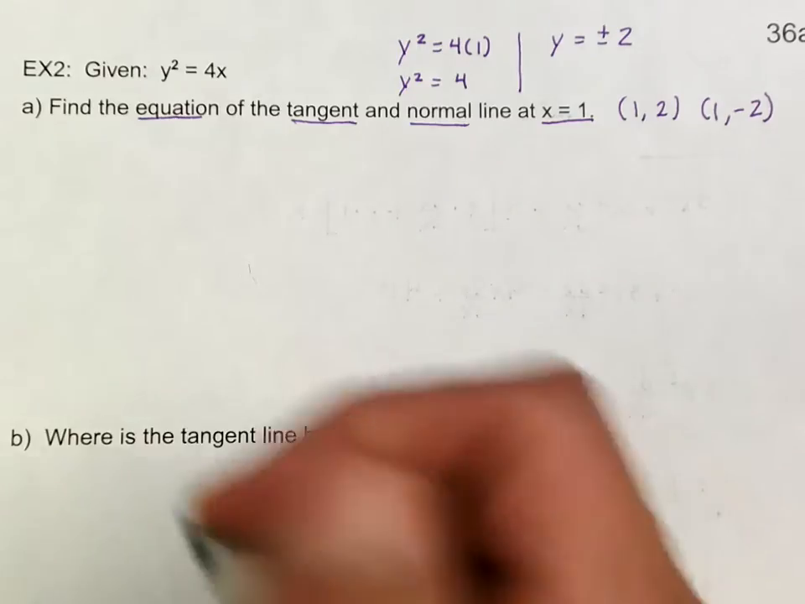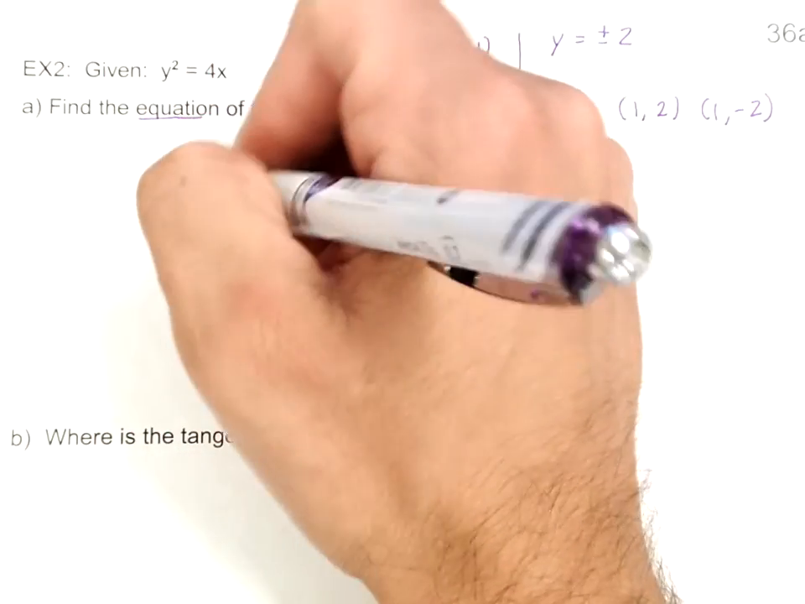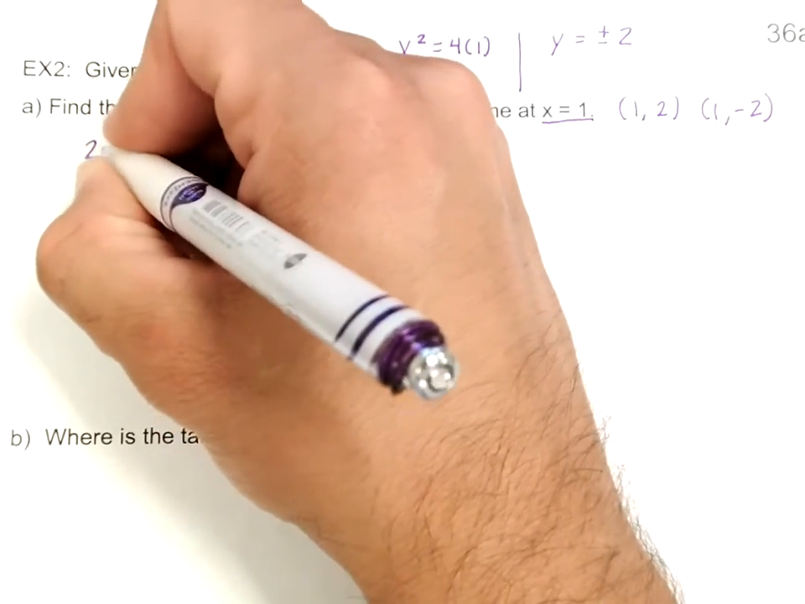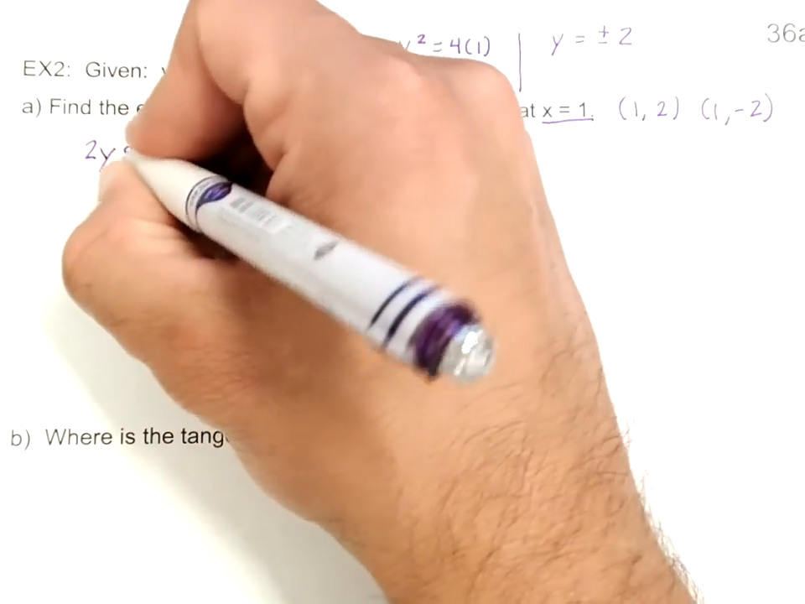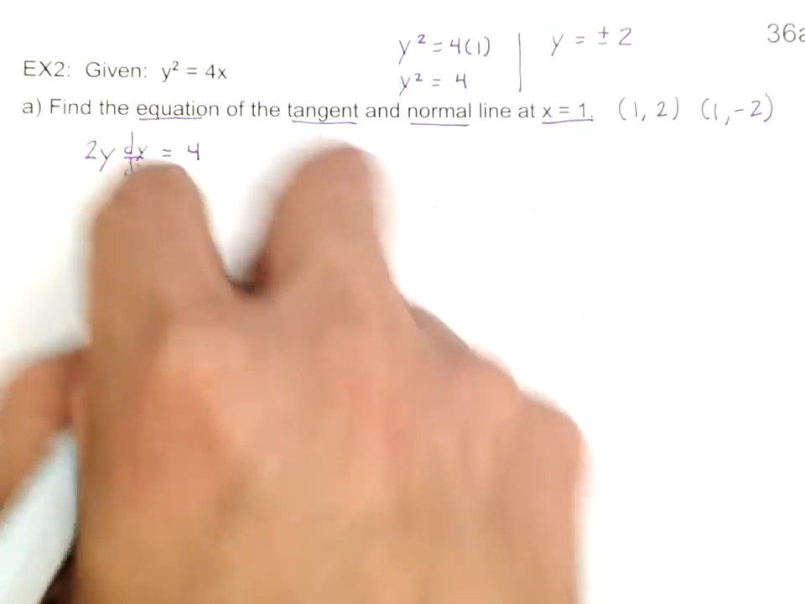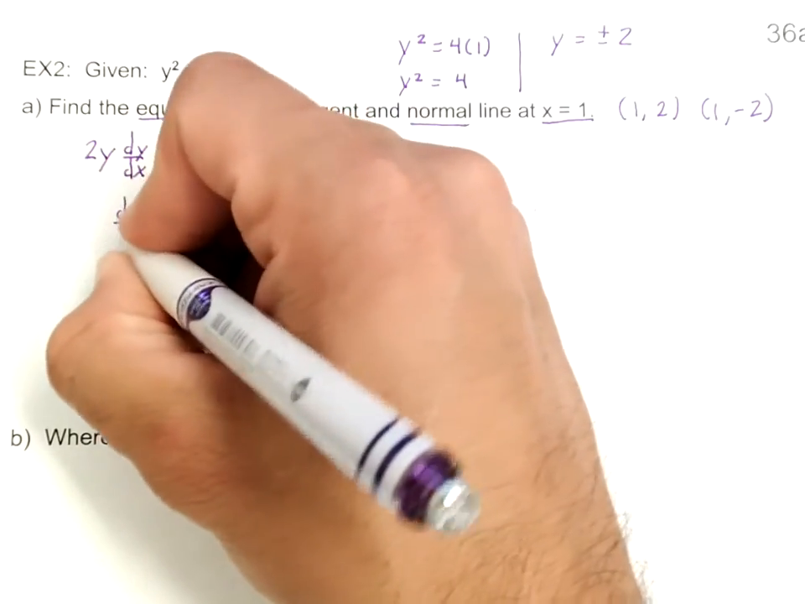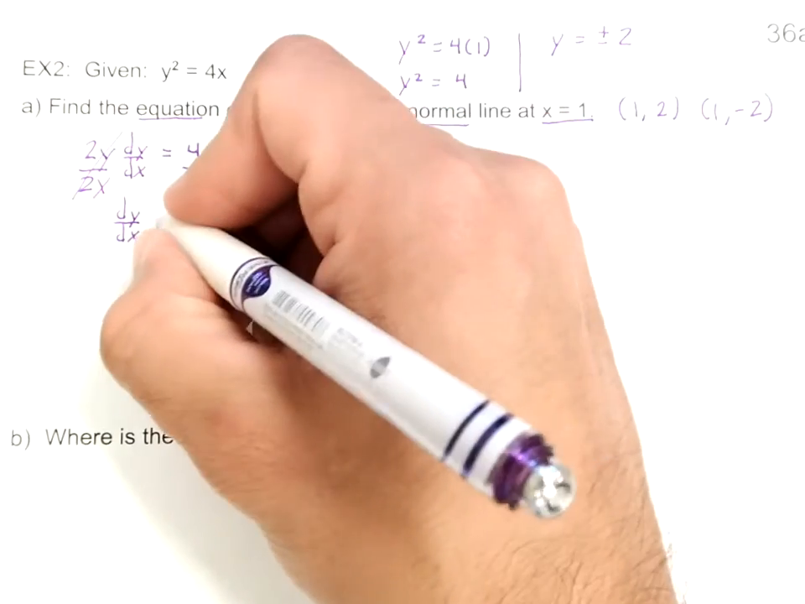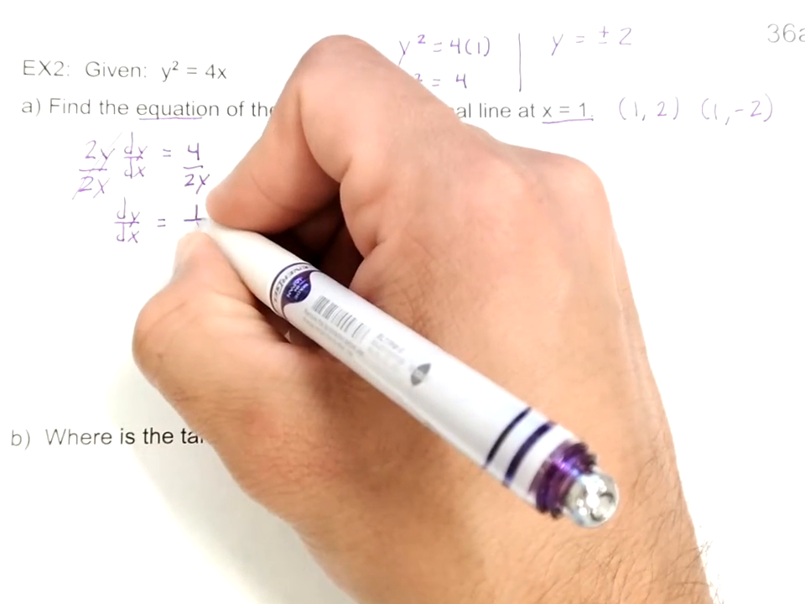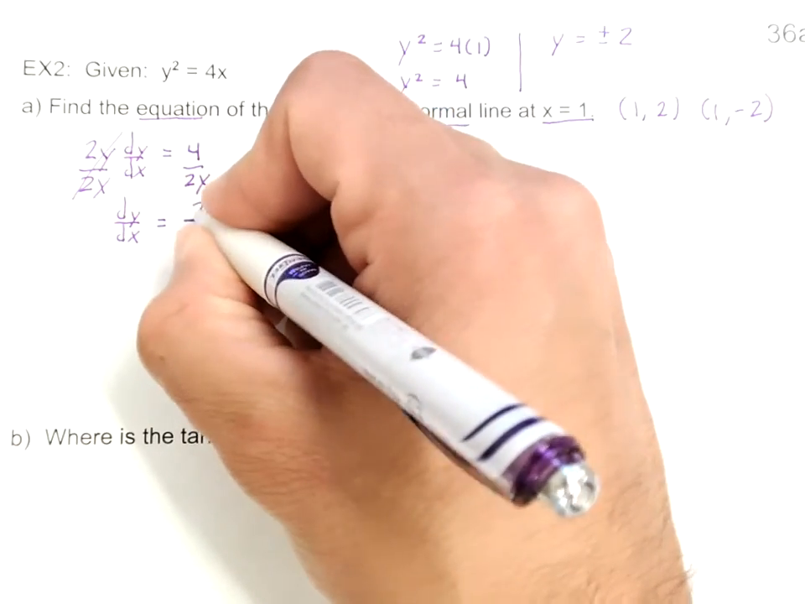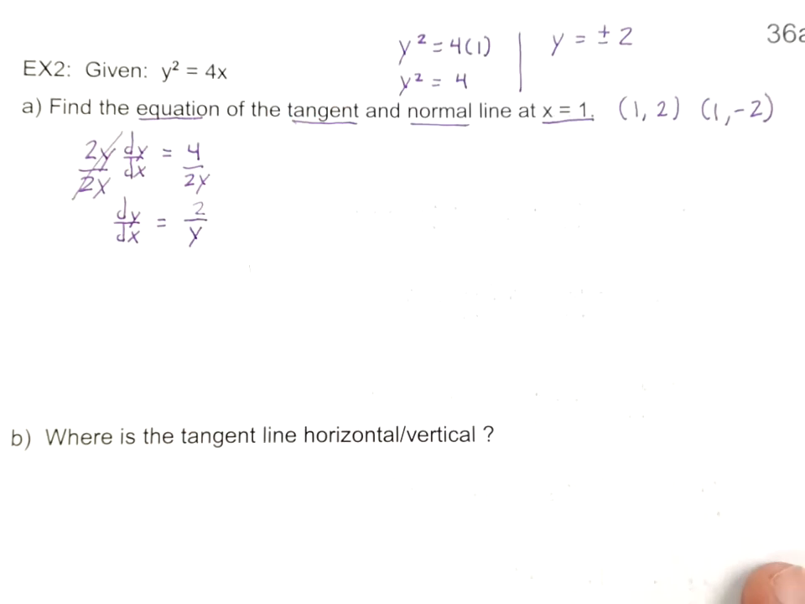So now to figure out the slope, I'm going to take the derivative of this. This is, again, implicit. So the derivative of y squared is 2y dy/dx, and that's equal to 4. Now I'm going to divide both sides by 2y. That cancels that. And this is going to give me a 1 over, wait, that's not a 1 over, that is a lie. This would be 2 over y. All right, so that would be the derivative.